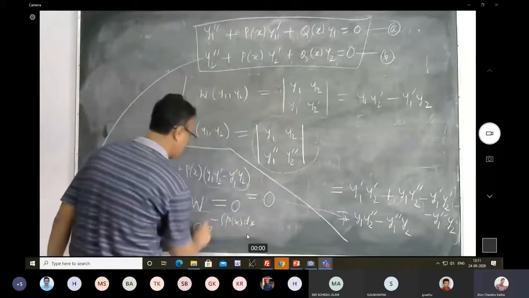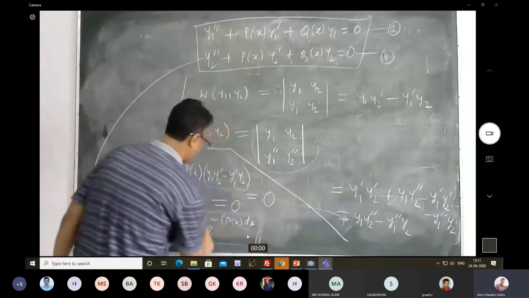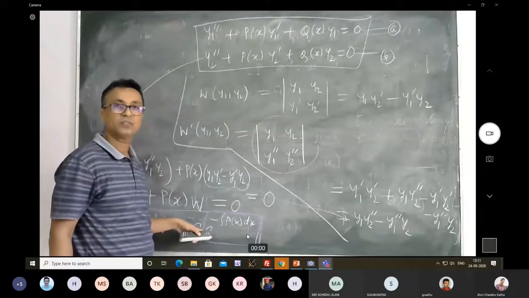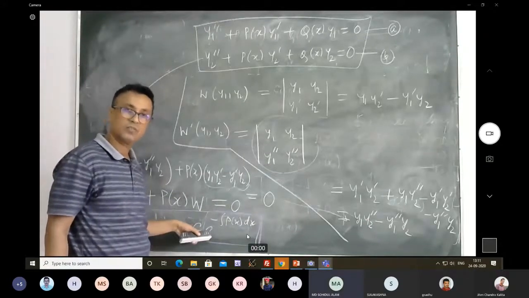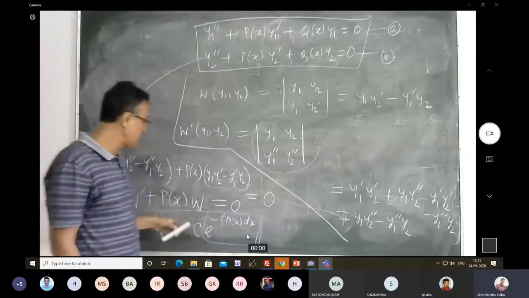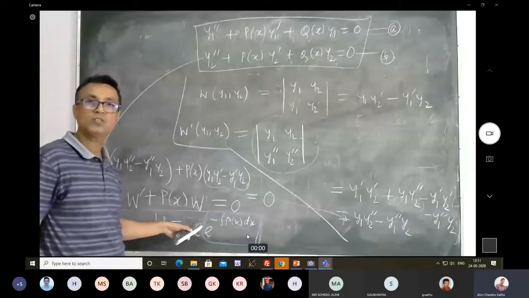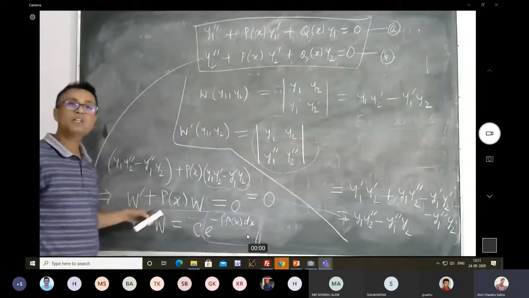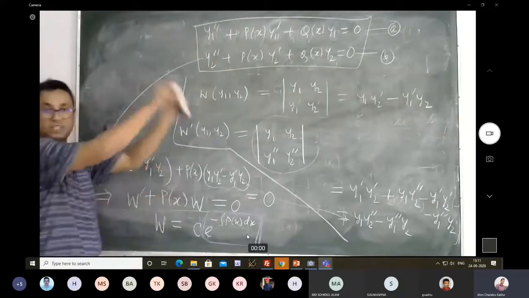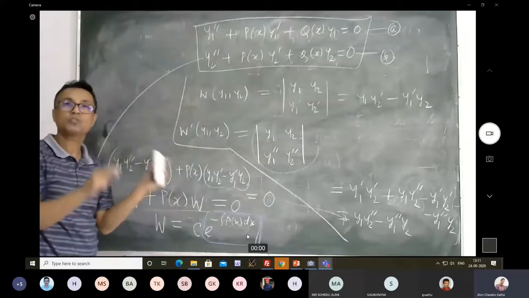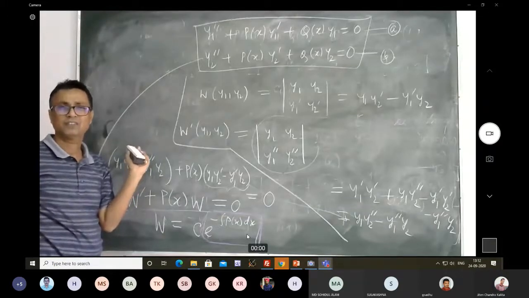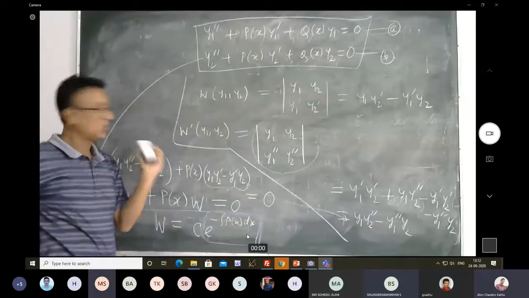Now you simply have a look at this term. This being an exponential function, it can never vanish, right? It can never vanish. So depending on whether the constant c is 0 or non-zero, what is going to happen? The Wronskian is either going to be 0 throughout the whole interval AB, or it is going to be non-zero throughout the whole interval AB. Is it okay?